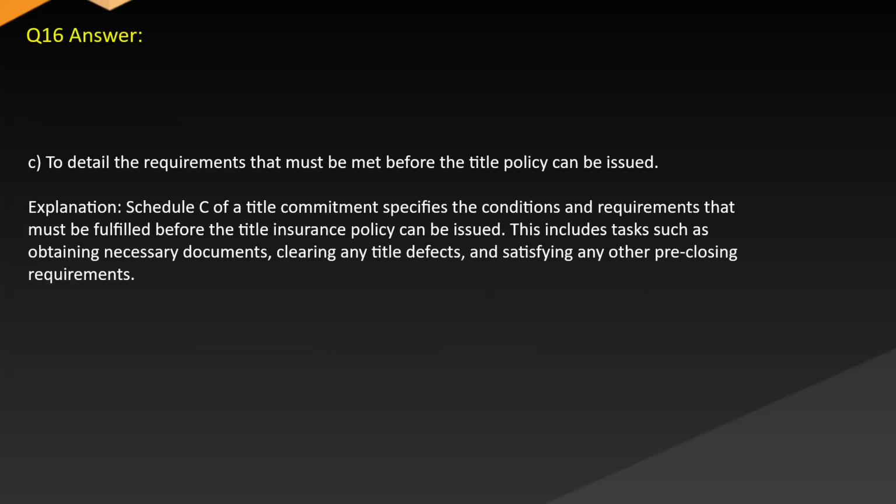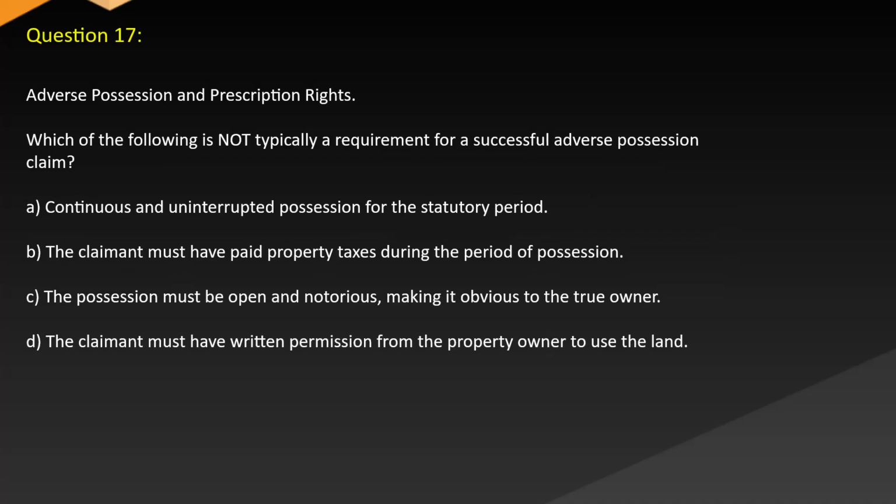Answer. C. To detail the requirements that must be met before the title policy can be issued. Explanation. Schedule C of the title commitment specifies the conditions and requirements that must be fulfilled before the title insurance policy can be issued. This includes tasks such as obtaining necessary documents, clearing any title defects, and satisfying any other pre-closing requirements.